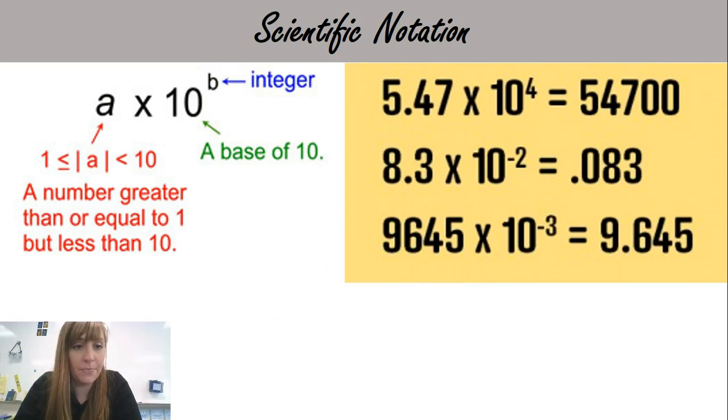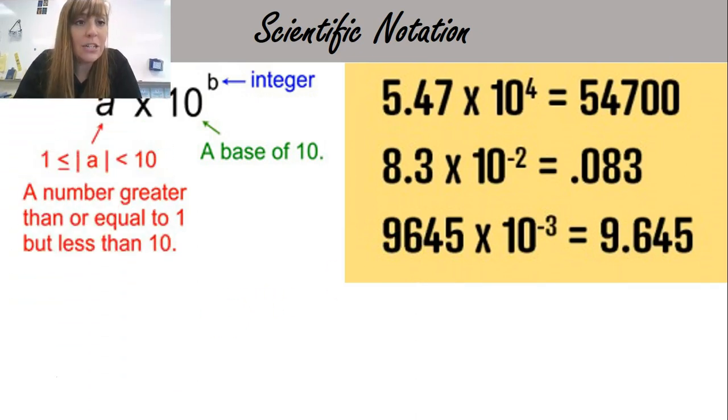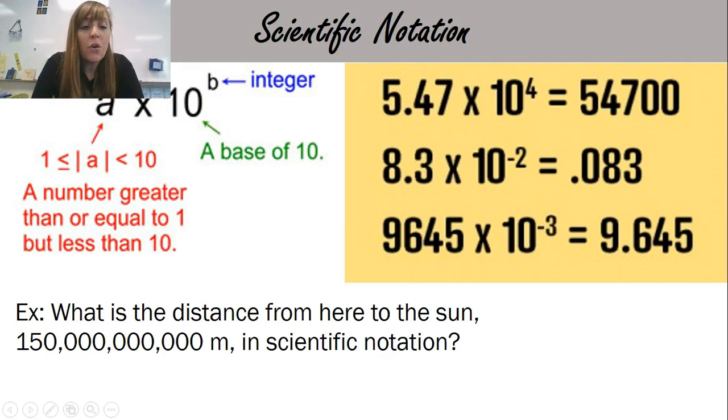All right, we're going to finish up with a challenge. So from here to the sun is 150 billion meters. I want you to go ahead and write that in scientific notation, freeze your video, and then come back in a second and see if you have the right answer.